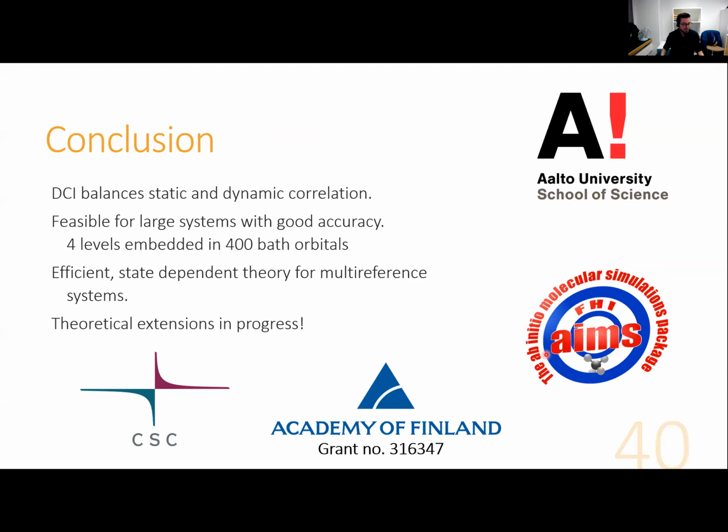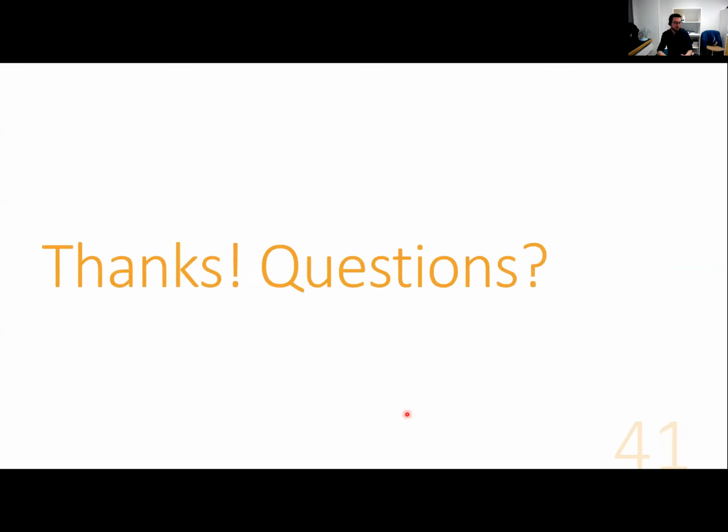So in conclusion, DCI balances static and dynamic correlation. It really plays to the strengths of these two approaches, which are wave functions and Green's functions, especially perturbative G0, W0. And it's feasible for large systems. I've now done a 4-level active space embedded in 400 bath orbitals. It's state dependent, so it's really good for excited states. And it passes the multi-reference tests we have posed so far. And theoretical extensions are in progress. So with that, I'll conclude and take any questions.